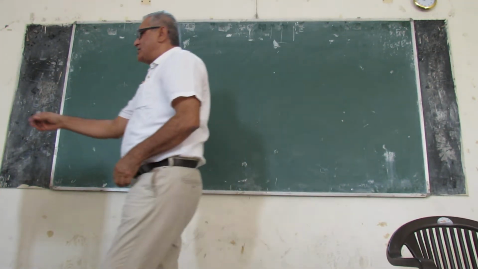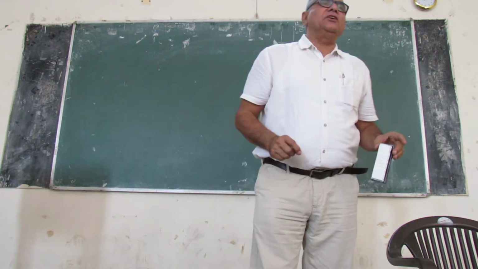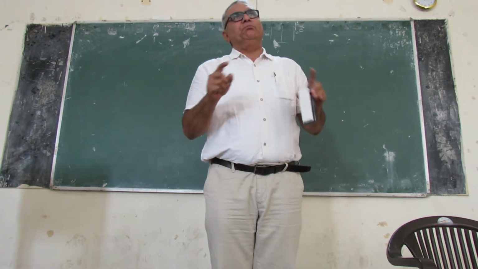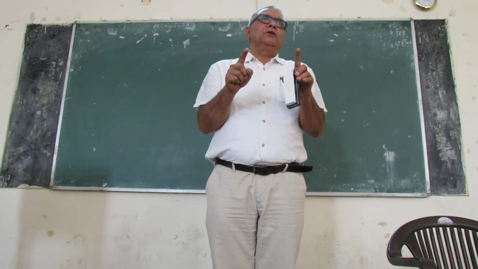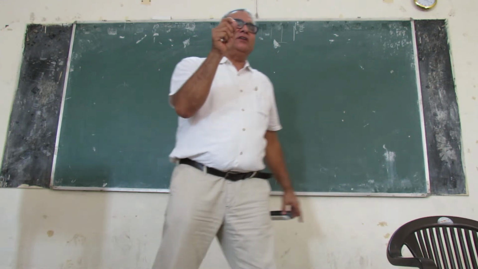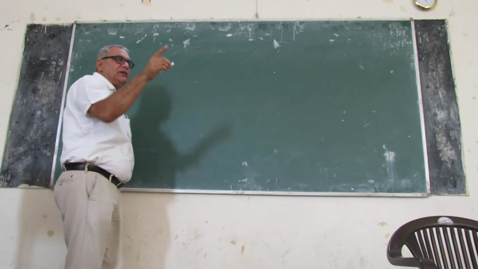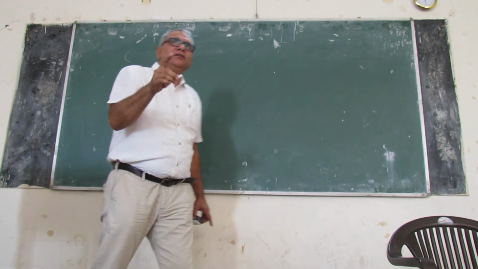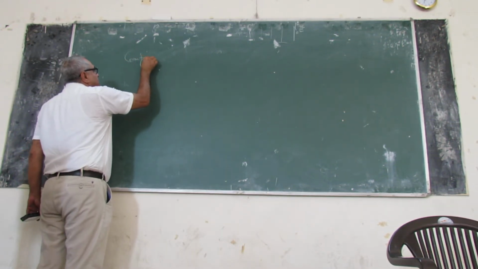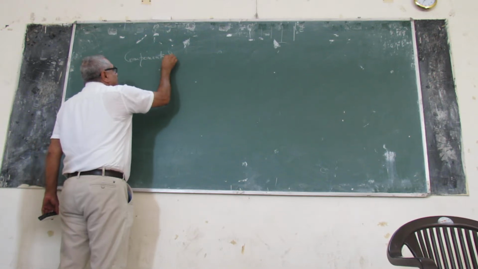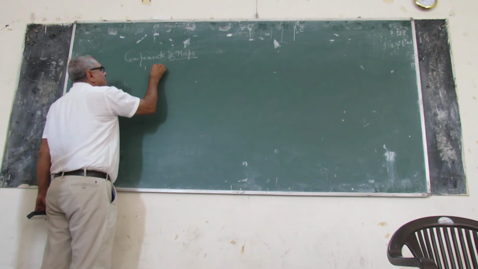My dear students, we have already discussed the different components of maps. When we construct a map, we have the different elements of the map. I am simply repeating yesterday's class, that is, the components of maps. One is the grid system.